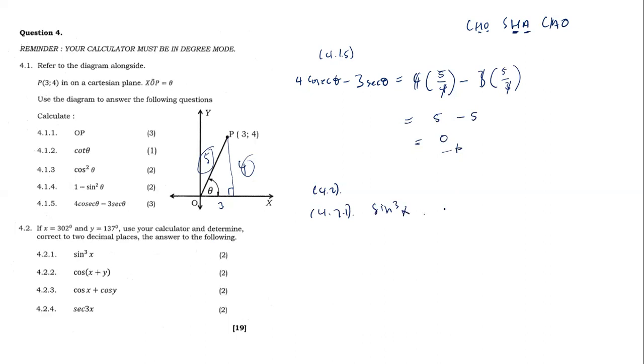So we're going to say sine on your calculator. This is how you're going to actually do it. You're going to say sine 3x. X, they said x is equal to how much? They said x is equal to 302. Okay, on your calculator, you're going to say 302.